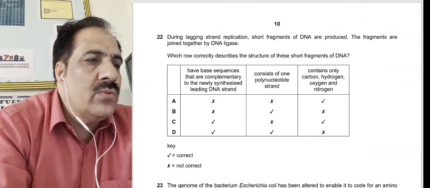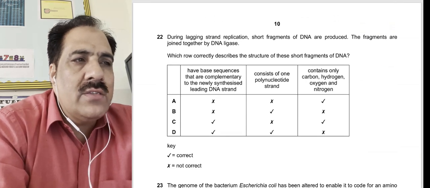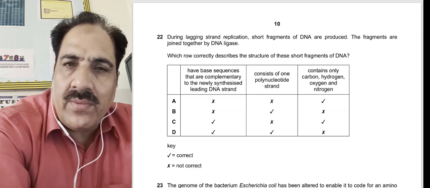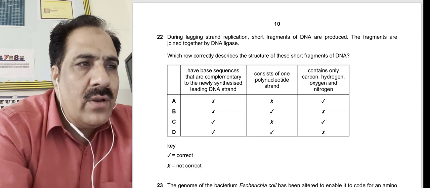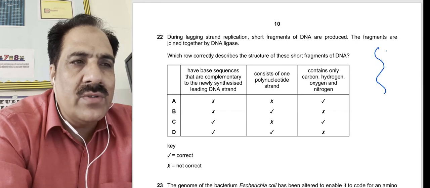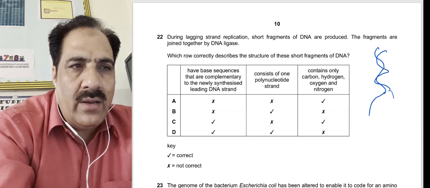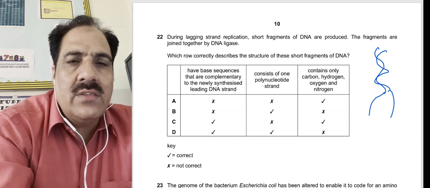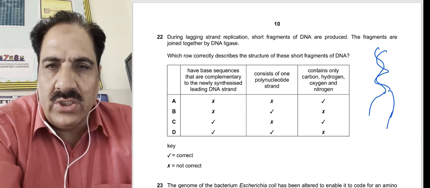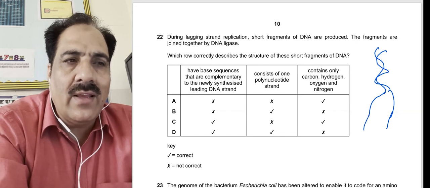Move to question number 22. During lagging strand replication, short fragments of DNA are produced. The fragments are joined together by DNA ligase. Which row correctly describes the structure of these short fragments of DNA? We know a DNA molecule contains two strands. One is the leading strand and the other is the lagging strand.